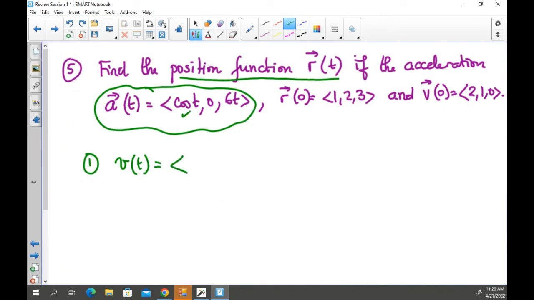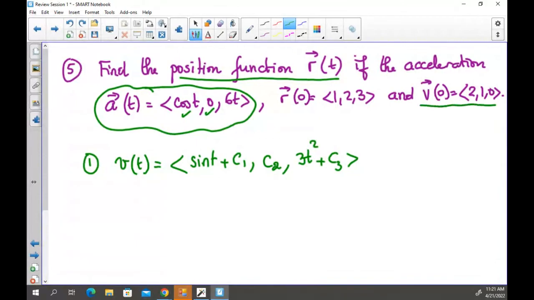What is the integral of cosine t? Sine t, plus a constant. Don't forget the constants. The integral of 0 is a constant. Let me call it c2. And the integral of 6t, which will be 3t squared plus c3. Great, good.